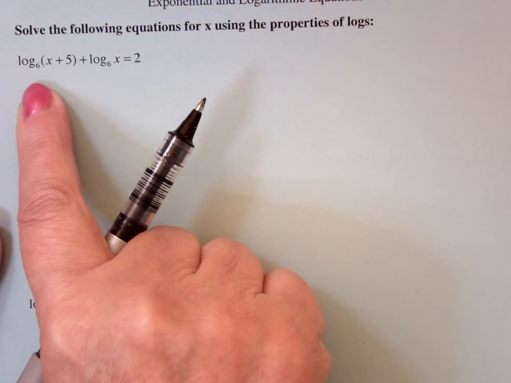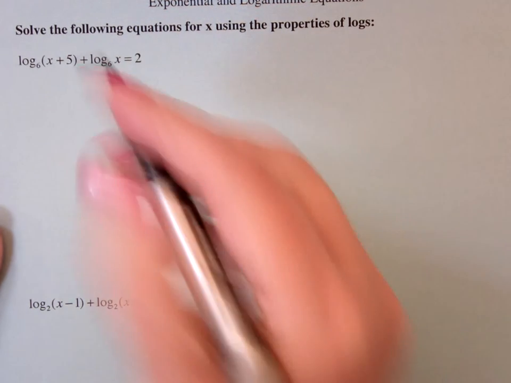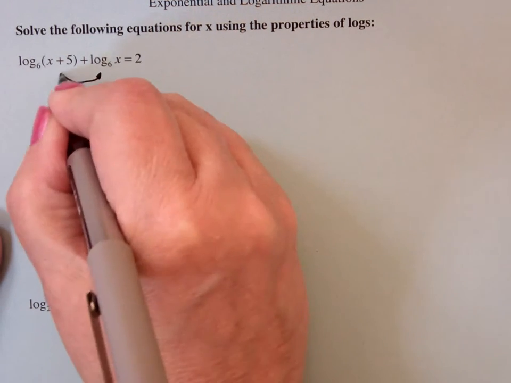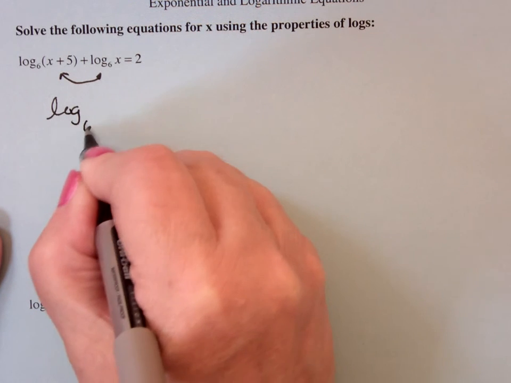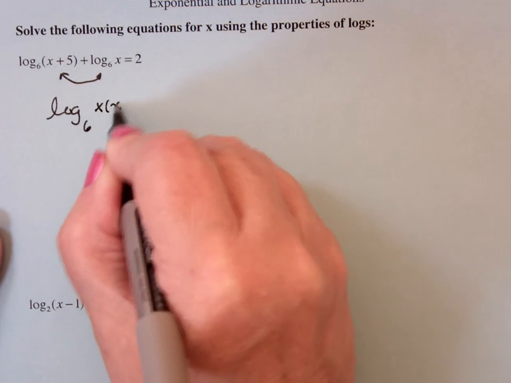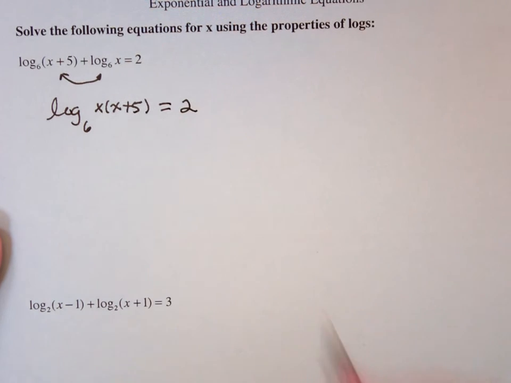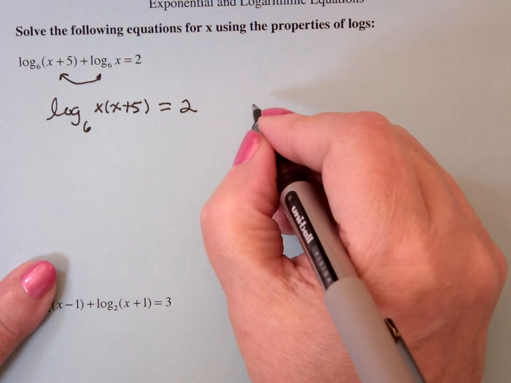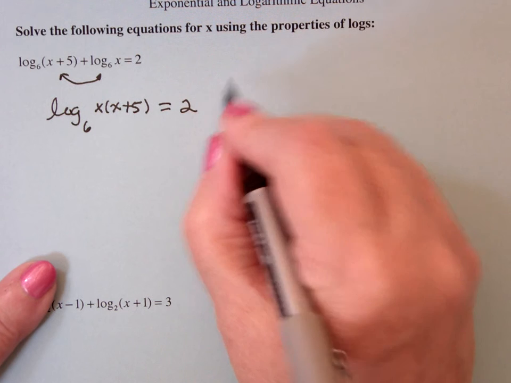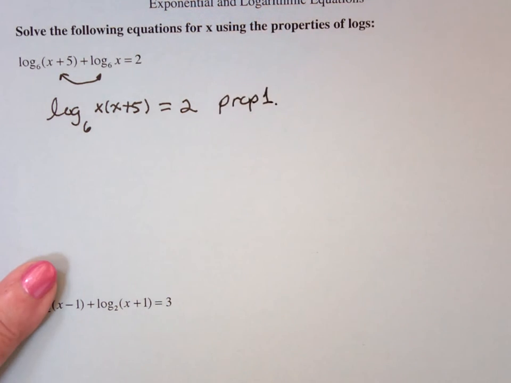Now, this says log base 6 of x plus 5 plus log base 6 of x equals 2. I need to bring these two together. So this says that log base 6 of x times x plus 5, using the properties of logs, equals 2. So your log formula sheet will come in very handy. So this is property 1 of the properties of logarithms.